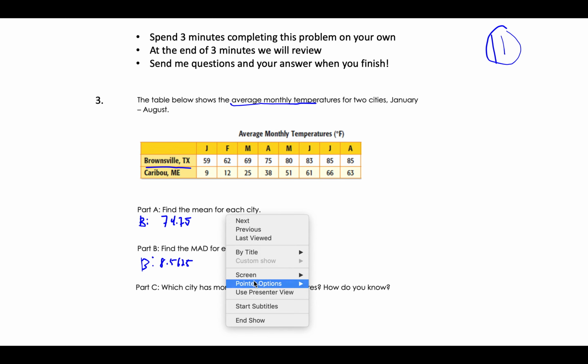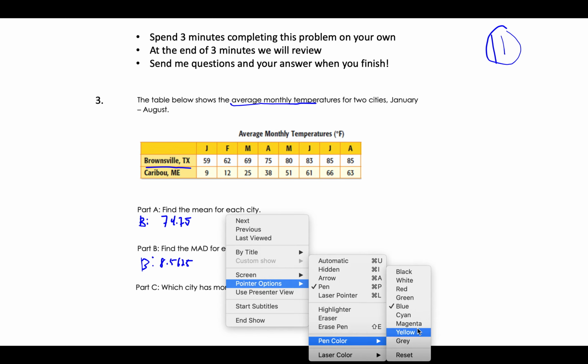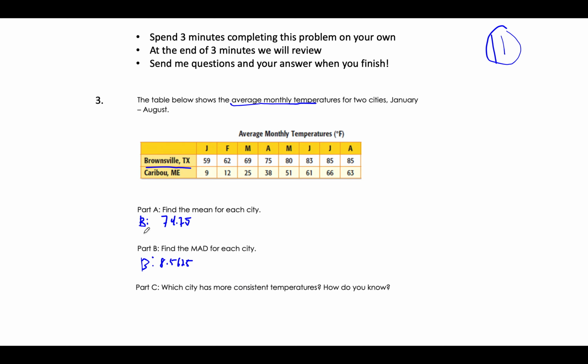And then we're going to look at Caribou, Maine. The average temperature there was 40.625, significantly colder outside. And the MAD for Caribou, we can already tell the MAD is going to be pretty high because we have a crazy wide variation here. We go from 9 to 12 to 25 to 38 to 51 to 61 to 66 to 68. That's a really wide spread there. So our MAD, our mean absolute deviation, is going to be 19.625.